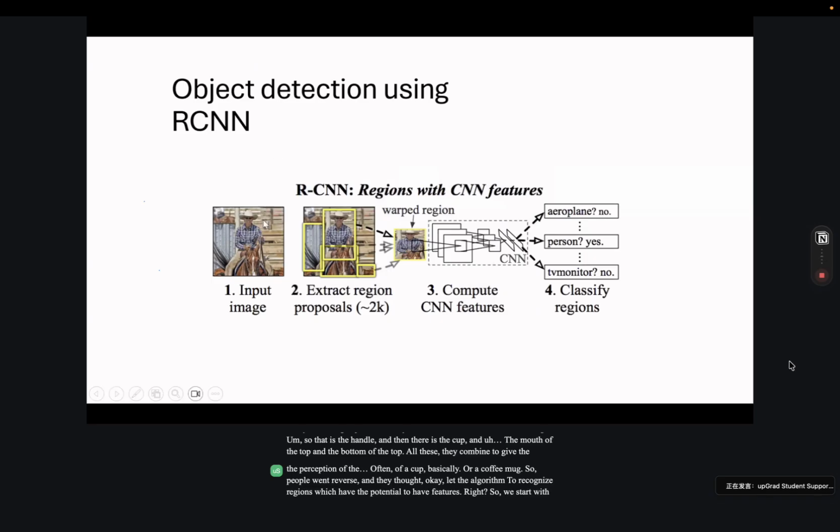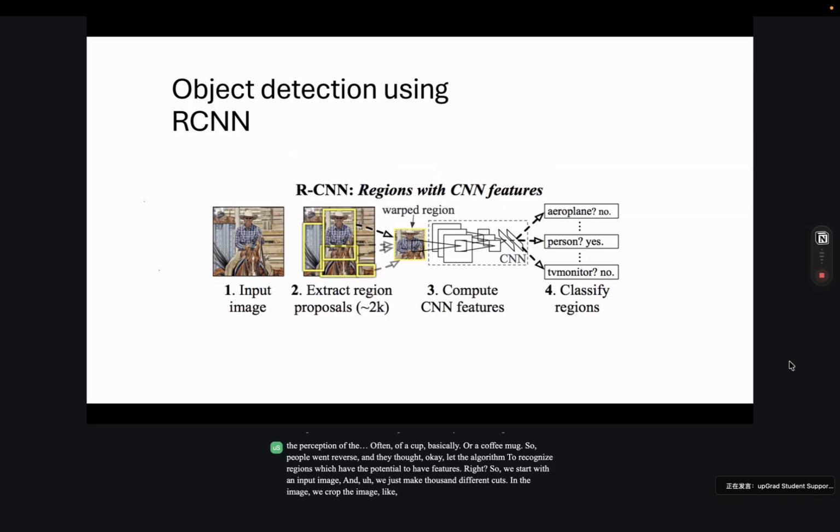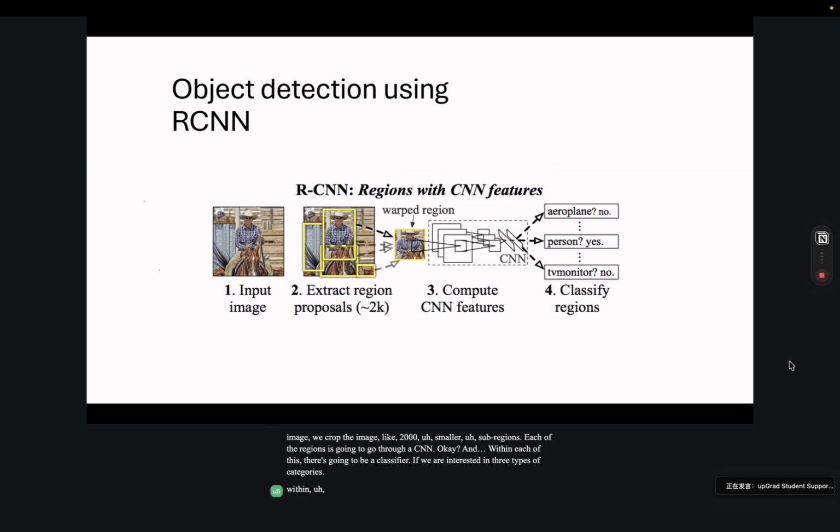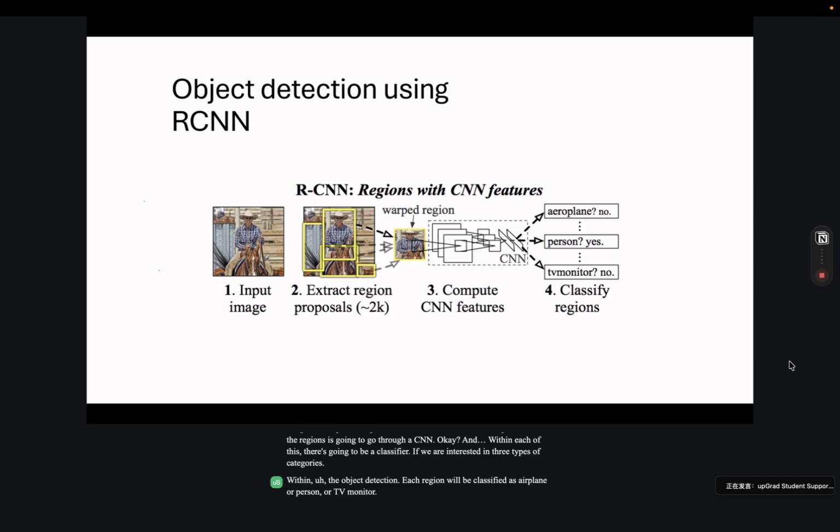So we start with an input image, and we just make 1,000 different cuts in the image. We crop the image into like 2,000 smaller subregions. Each of the regions is going to go through a CNN. Okay. And within each of these, there's going to be a classifier. If we are interested in three types of categories within the object detection, each region will be classified as airplane or person or TV monitor. Right? Pretty simple. What is the problem with this?